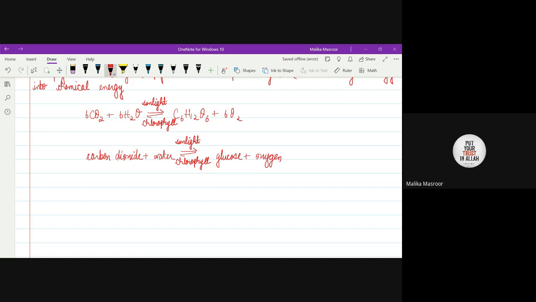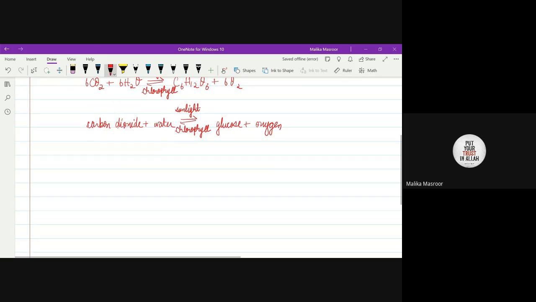Okay. Now, obviously, plants are making carbohydrates. So obviously, there will be some usage of this carbohydrate. So this glucose is a carbohydrate, right? So plants will obviously have some usage of it. Usage of carbohydrates in plants.